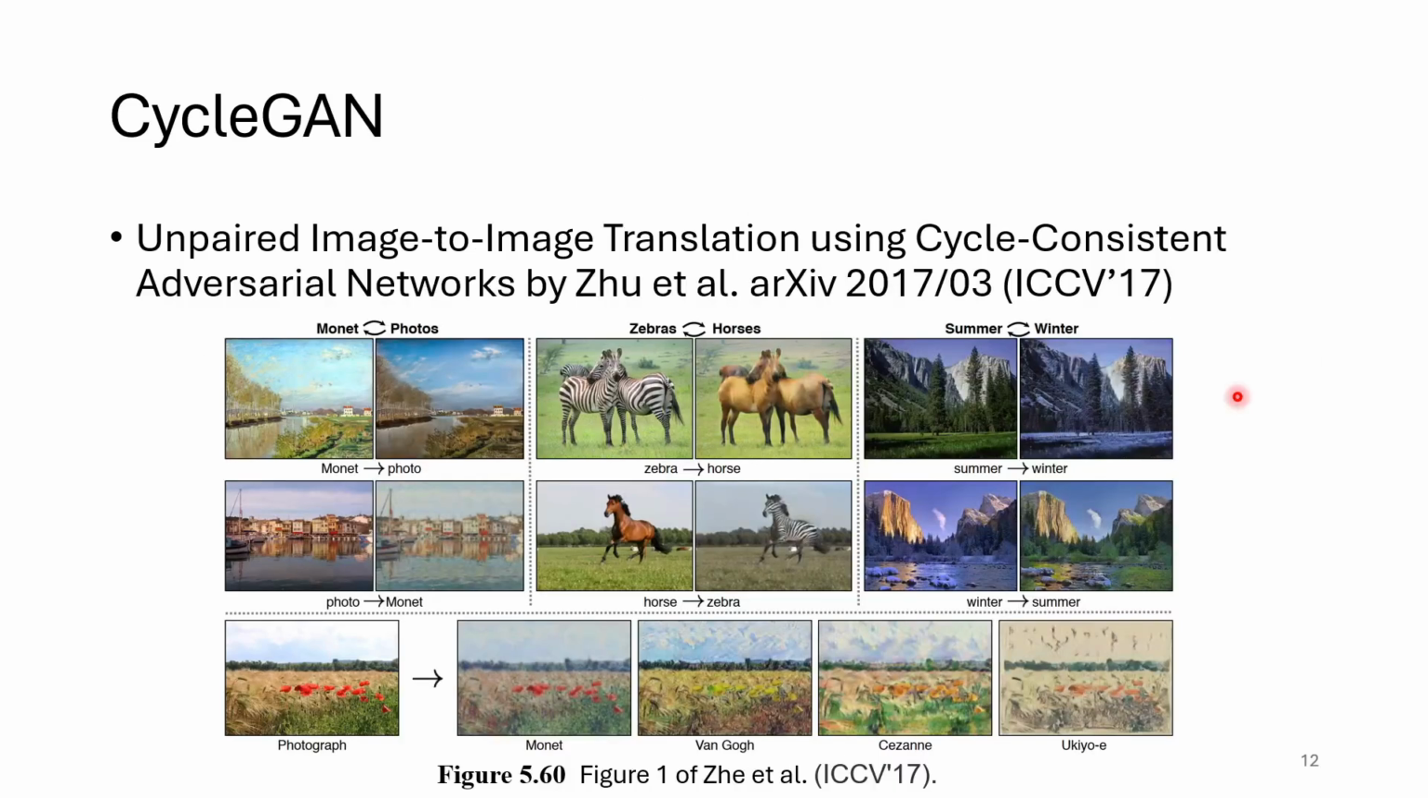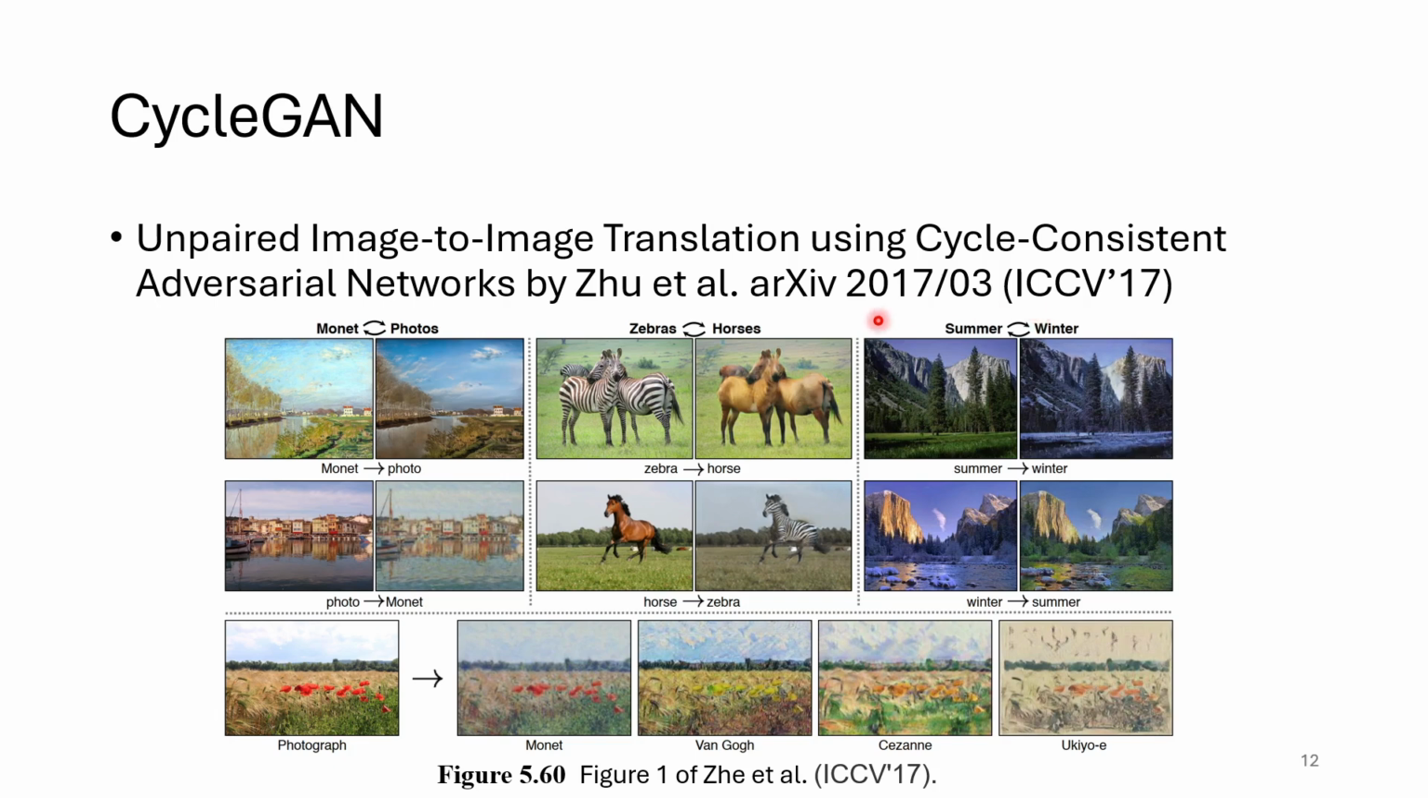Image-to-image translation is the title of the paper, and the team at Berkeley released the software on GitHub. They call it pix2pix. That's the reason why we will see the 3D pix2pix in the following slide. The same team from Berkeley, just a few months later, released CycleGAN.